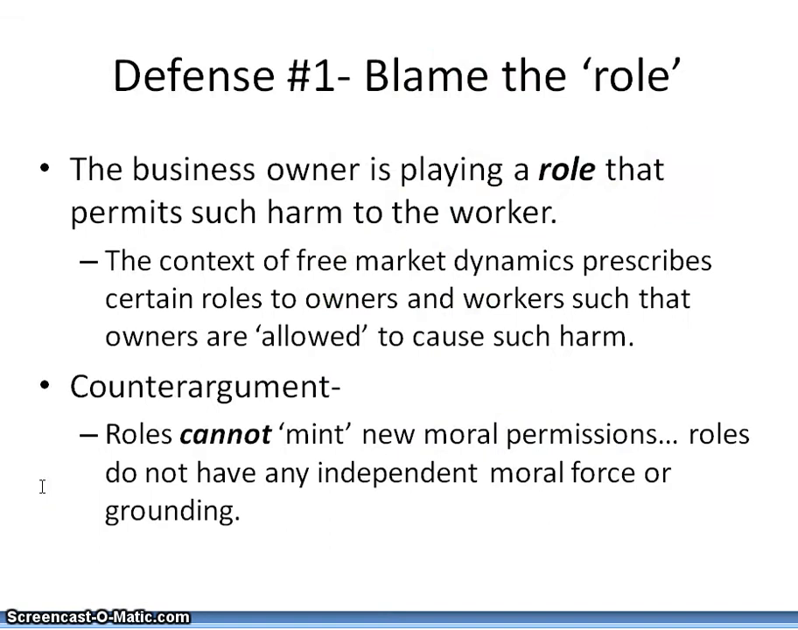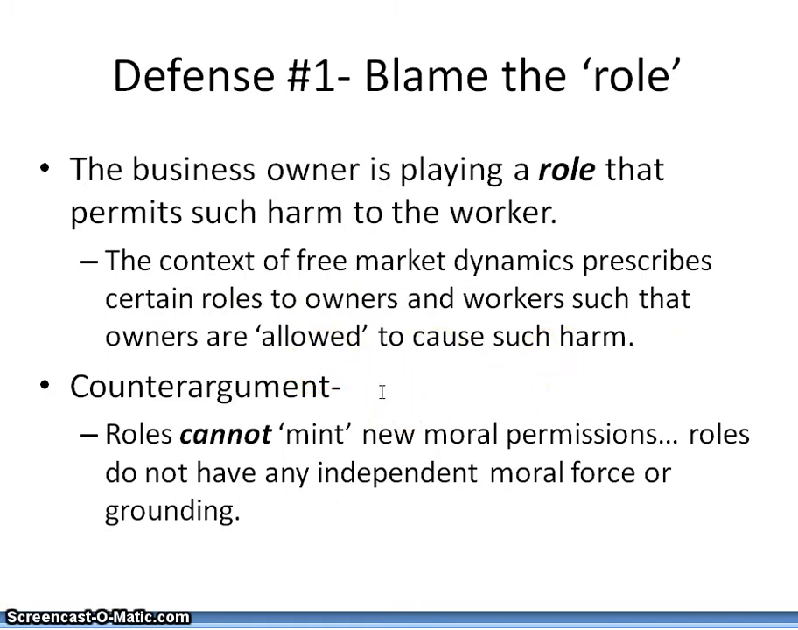Now, Applebaum is going to present several arguments. We're going to look at 5 ways that the owner might defend him or herself from the accusation that they're harming the worker. Defense number 1 is the one we saw before in the case of the price gouging. You can blame the role. So the business owner is playing a role that permits such harm to the worker. So in the context of free market dynamics, the free market system prescribes certain roles to owners and workers such that owners are, quote unquote, allowed to cause such harm.